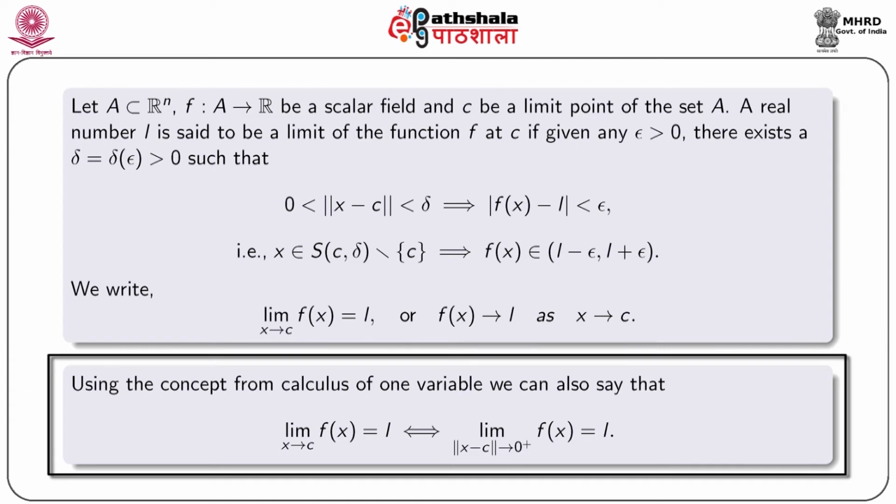If we want to use the concept of calculus of one variable, we can rewrite this as: limit as x tends to c of f(x) equals L if and only if limit as norm of x minus c approaches 0 from the right of f(x) equals L.